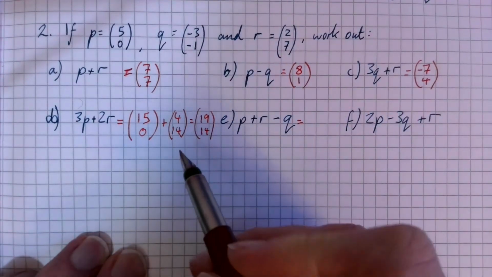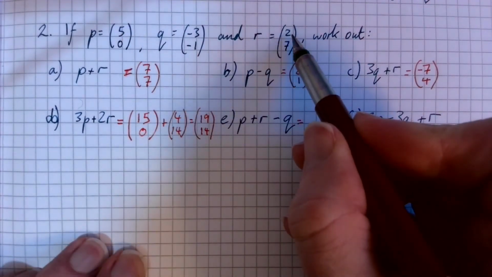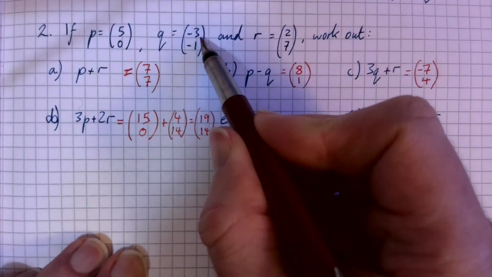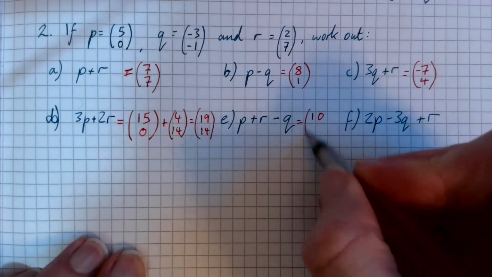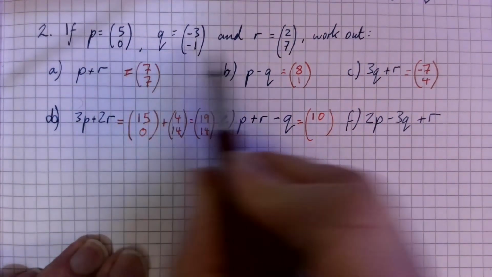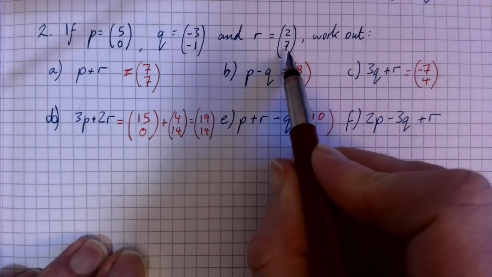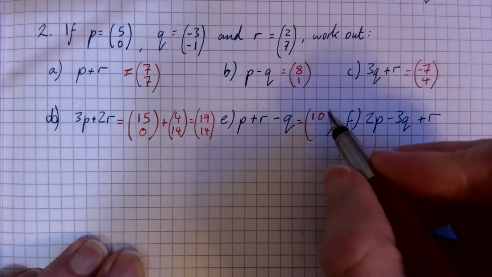P plus r take q next. So we've got 5 plus 2 is 7. Take negative 3 means add 3, which gives us 10. And on the bottom we've got 0 plus 7 is 7. Take negative 1 is plus 1 to 7 makes 8.